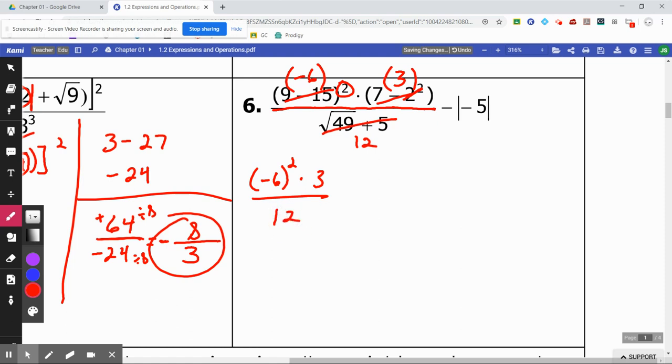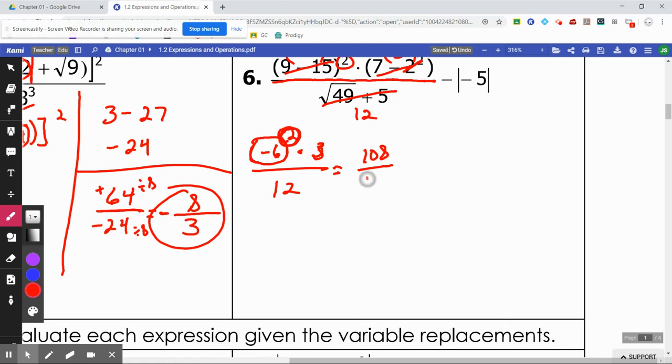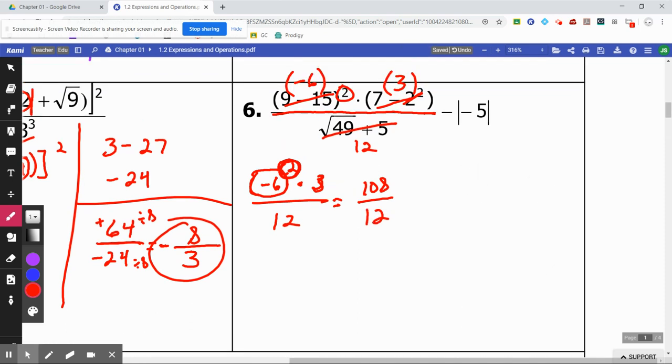Okay, I've already done the bottom, so I'm going to go ahead and write it down. On top, you have negative 6 to the second power. That's 36. Then you have times 3. So the top is 108. 36 times 3 is 108. On the bottom, you have the 12. Now, don't forget, we've also got this stuff over here. So we need to write down minus the absolute value of negative 5. Now, that's entirely inside an absolute value bar.